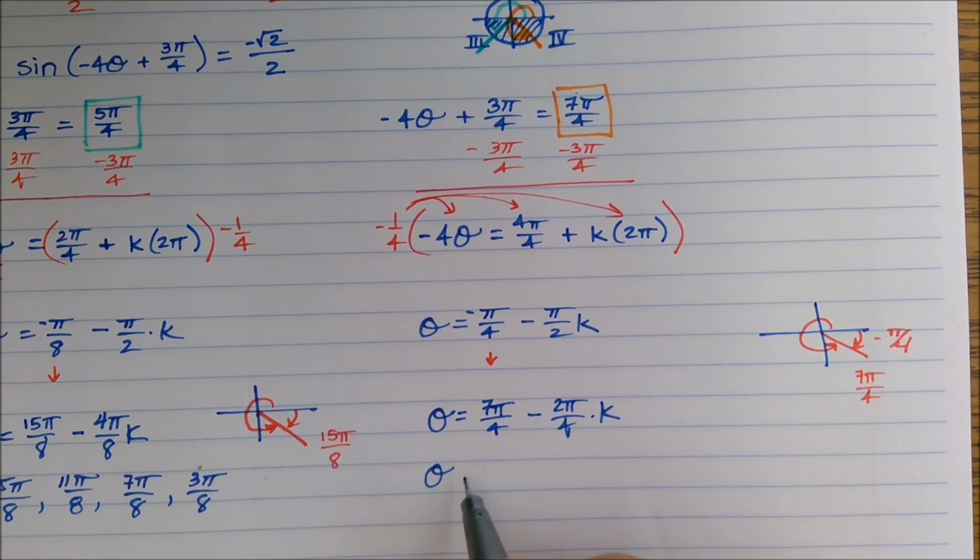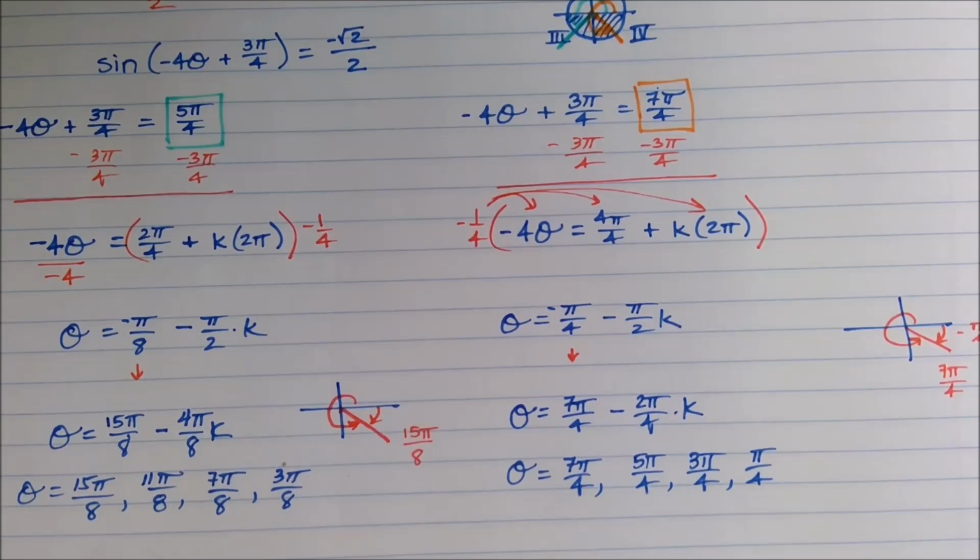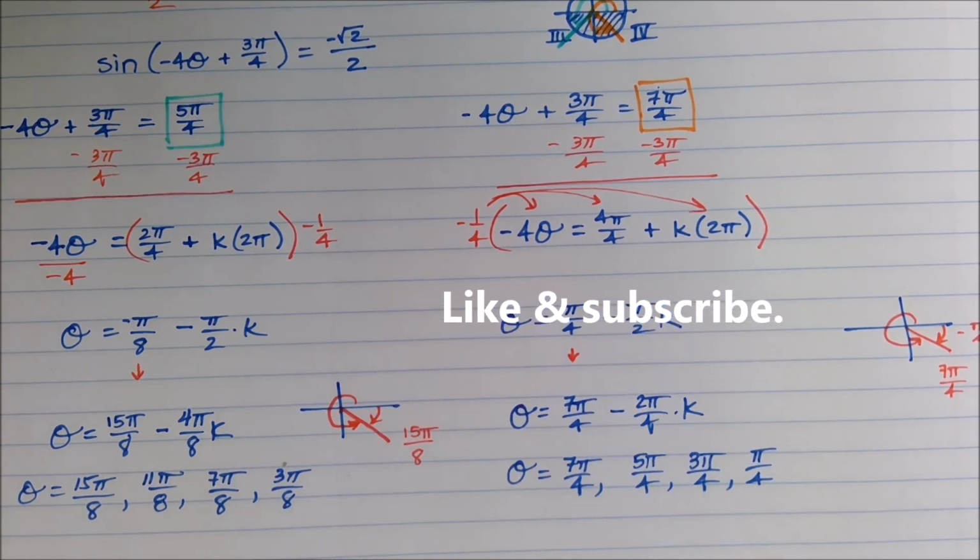And now we've got the ability to just list, right? So 7 pi over 4. Next one will be 2 less. 2 less than 7 is 5. 2 less than 5 is 3. And 2 less than 3 is plain old 1 pi over 4. And there you have it. All 8 answers for theta.